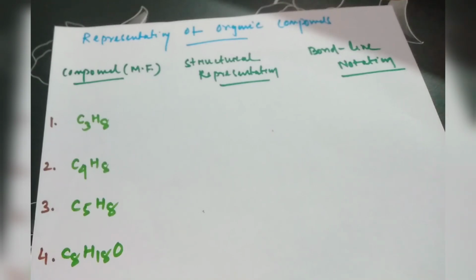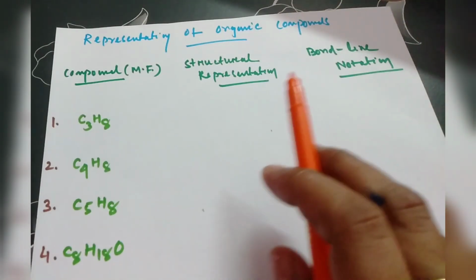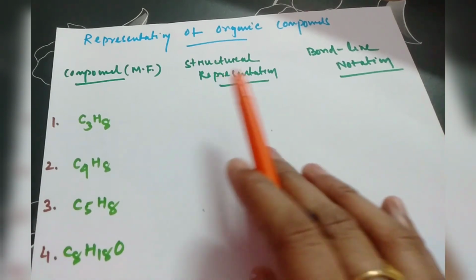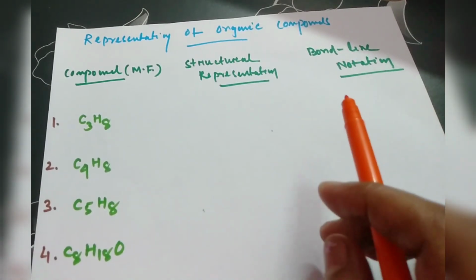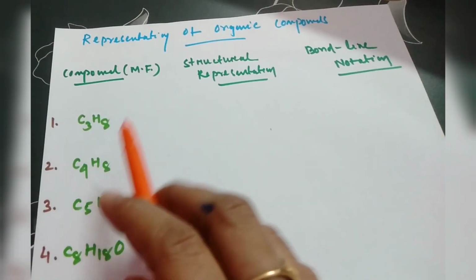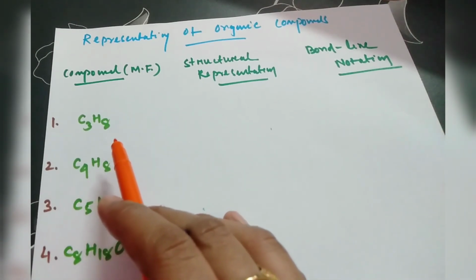Hello students. So how do we represent organic compounds in different manners? How can you represent the structural representation? One is bond line notation. Suppose one compound is given to you whose molecular formula is C3H8.